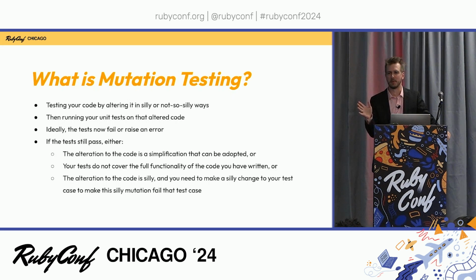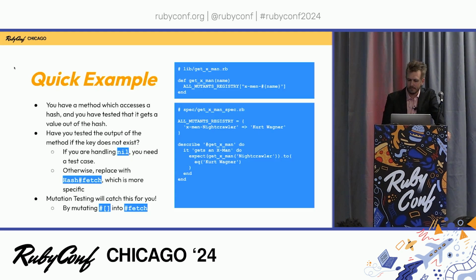So you're probably wondering at this point, what the heck is this guy talking about? Let's just do a quick example. On the right, I have a method called getXman. It basically is just making a key and pulling a value out of a hash. And then I've written a spec for it. I define a hash here and then describe my method. It gets an Xman out of the hash and expects getting that person to return Kurt Wagner. Okay, this test looks good. This test certainly passes. But have I tested the output of this method if the key does not exist?